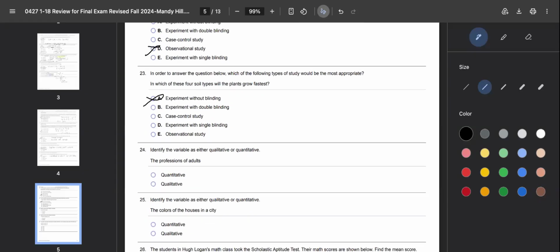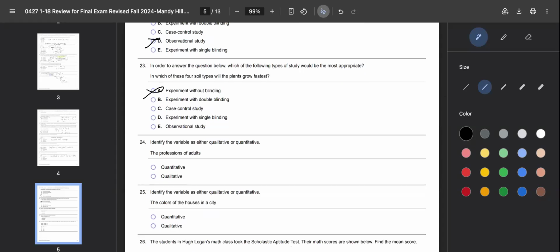Identify the variable as either qualitative or quantitative. Qualitative is something that you cannot put a number to necessarily. Quantitative is something that is described specifically by a number. Sometimes qualitative data could be a number.